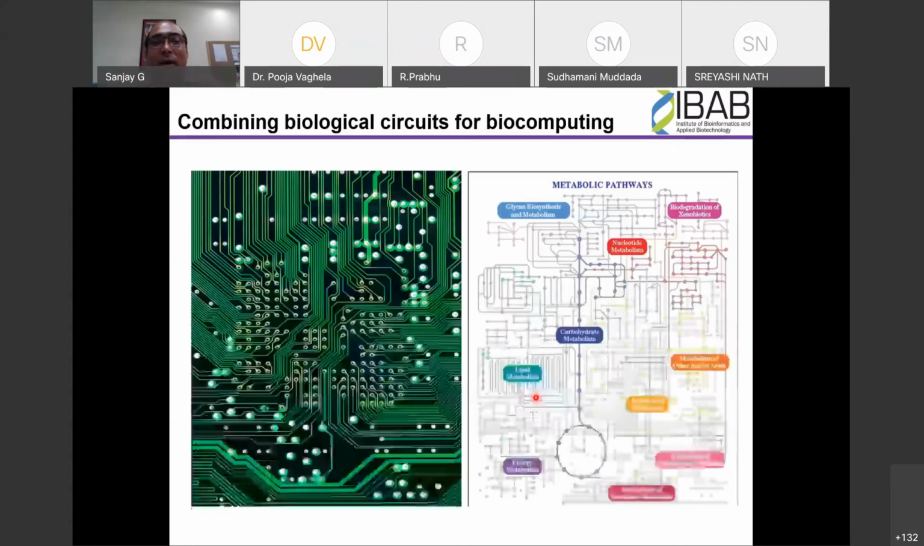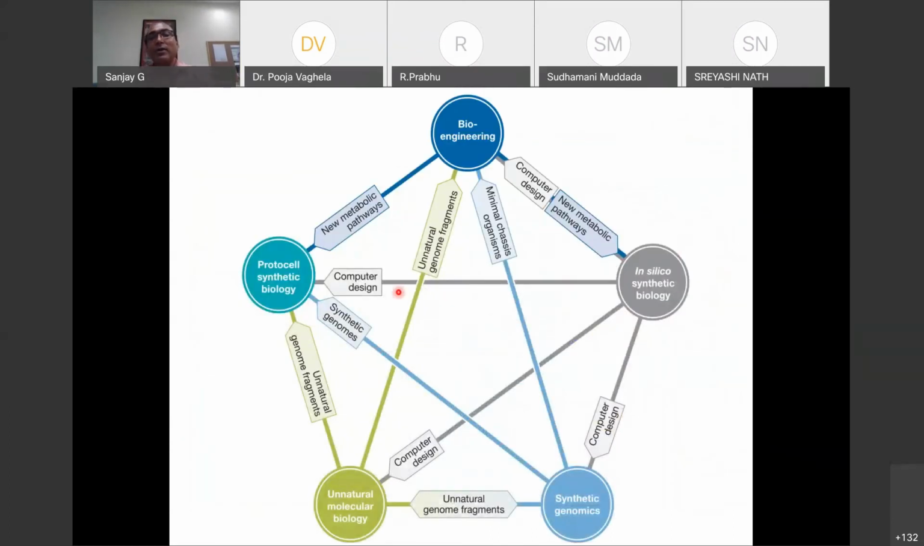Work has started, but it is still in the initial stages, on something called biocomputing. Once we understand the different metabolic pathways, which regulate what happens in a cell, and this will come from gene expression data, metabolomics data, proteomics, etc., one can make completely synthetic pathways, something like in a computer motherboard, right? All these genes.